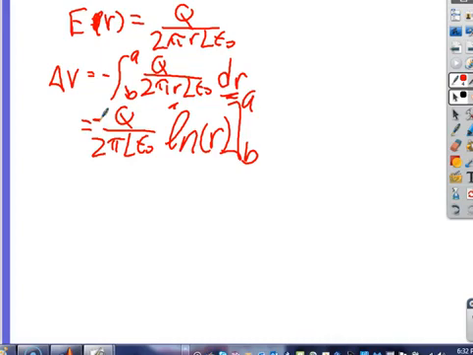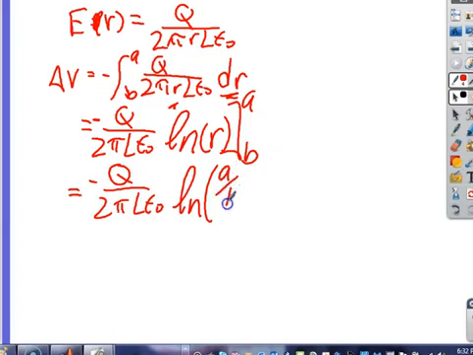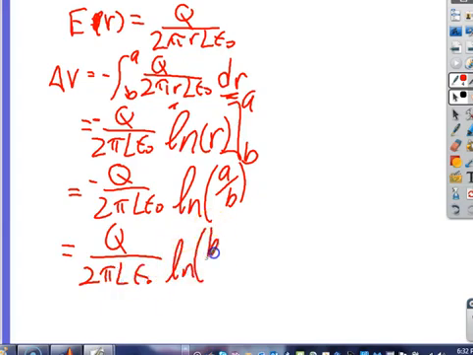Now if you remember how you deal with natural log functions, subtraction of natural logs is really just the same as division. So I'm going to end up getting negative Q over 2 pi L epsilon naught times the natural log of A over B. Now if you take the natural log of A, which is smaller than B, you will get a negative value. So we might as well just rearrange this to say Q over 2 pi L epsilon naught times the natural log of B over A. Okay, so that's how we solve for the delta V.